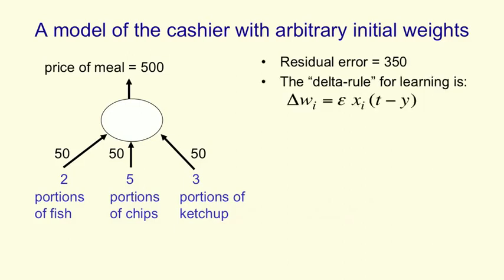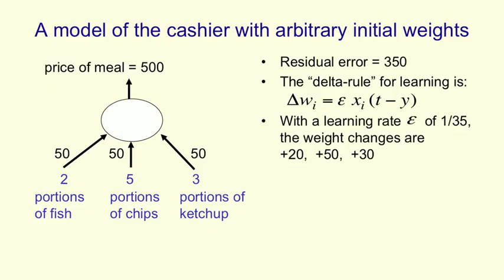We're then going to use the delta rule for revising our prices of portions. We make the change in a weight, delta Wi, equal to a learning rate, epsilon, times the number of portions of the ith thing, times the residual error, the difference between the target and our estimate. So if we make the learning rate 1 over 35, so the math stays simple, then the learning rate times the residual error for this particular example is 10. And so our change in the weight for fish will be 2 times 10. We'll increase that weight by 20.